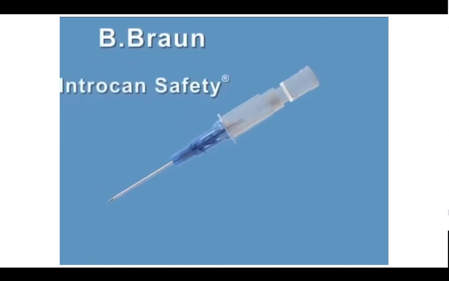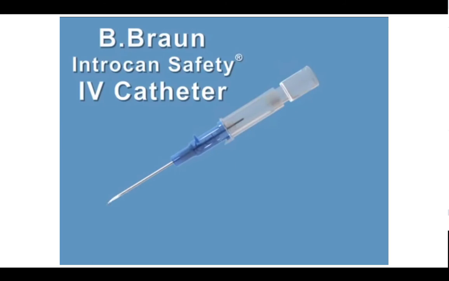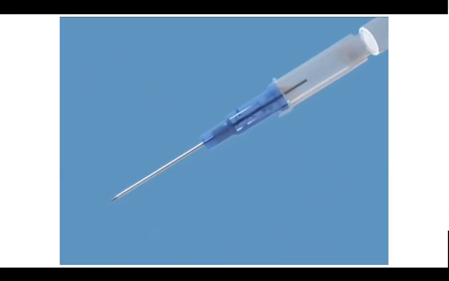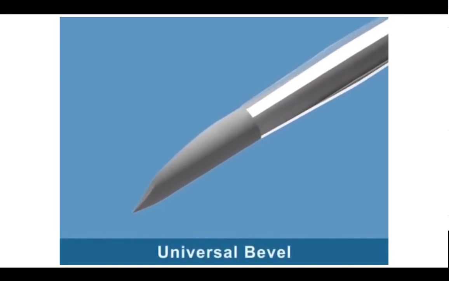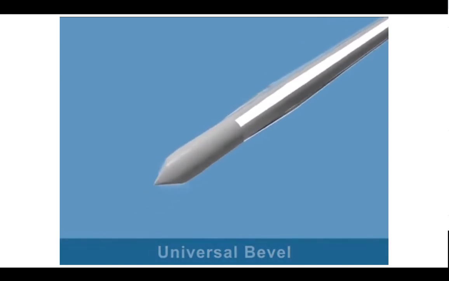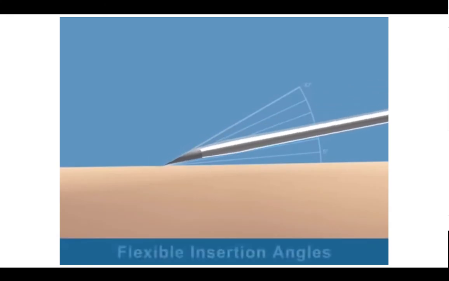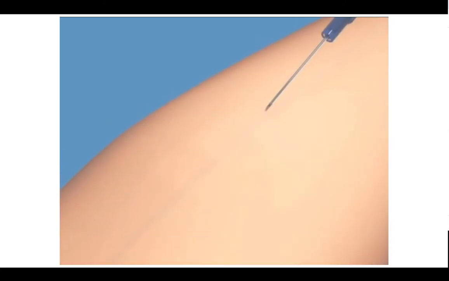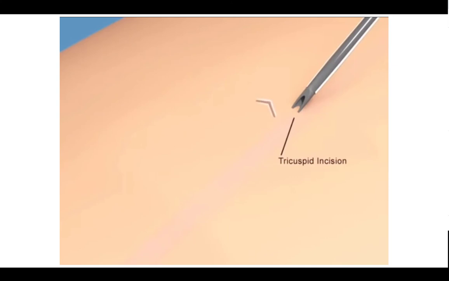The B. Braun Intracan Safety IV Catheter with Passive Safety Technology. Safe and easy to use, resulting in first stick success. B. Braun's proprietary universal bevel on the Intracan Safety IV Catheter is a super sharp needle that provides flexibility of insertion angles. The universal bevel creates a V-shaped tricuspid incision, resulting in a flexible pathway for easy and smooth catheter insertion. The result is less tearing and faster healing, greater comfort for clinicians and patients.